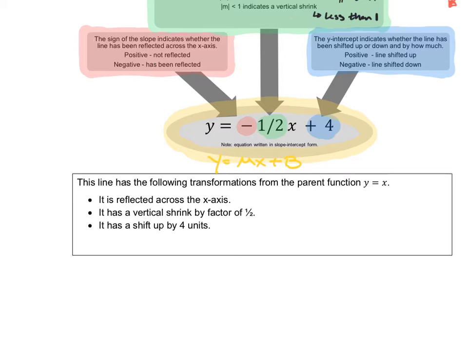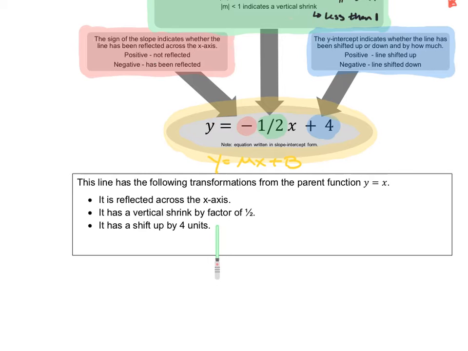Now, the next thing, it says it has a vertical shrink by a factor of 1/2. How does it get that? You look at your slope and ignore the sign. The slope is 1/2. Is that bigger than 1 or less than 1? It is less than 1, so that means it's a vertical shrink. You always list your factor so that whoever is looking at or grading your work knows what you were thinking.